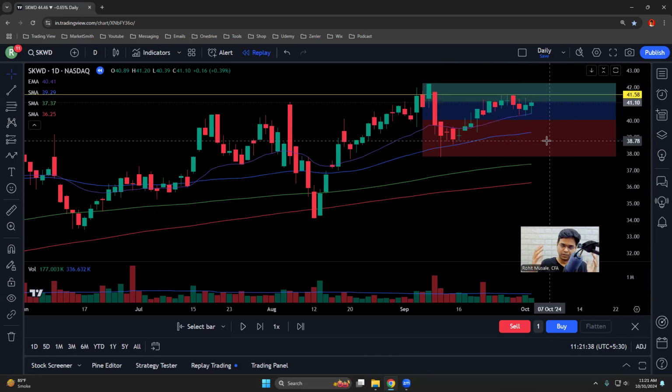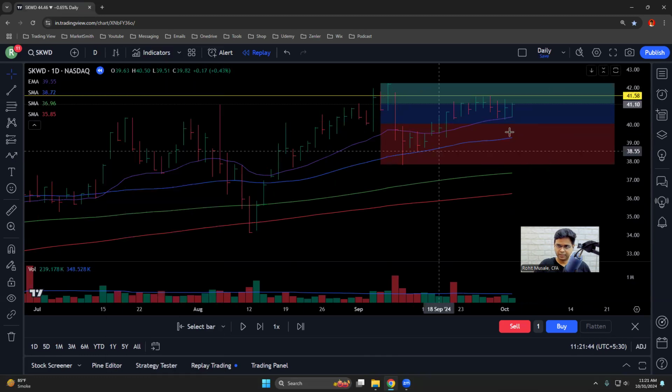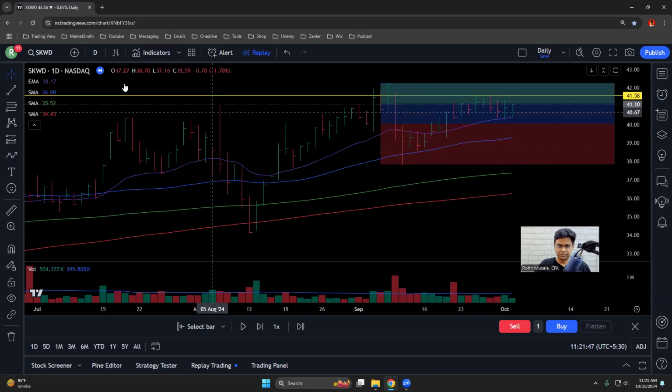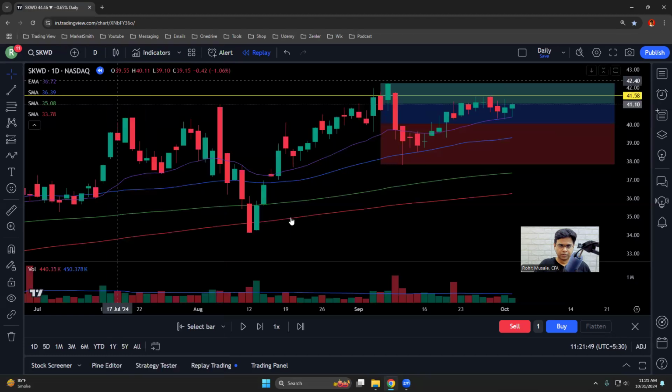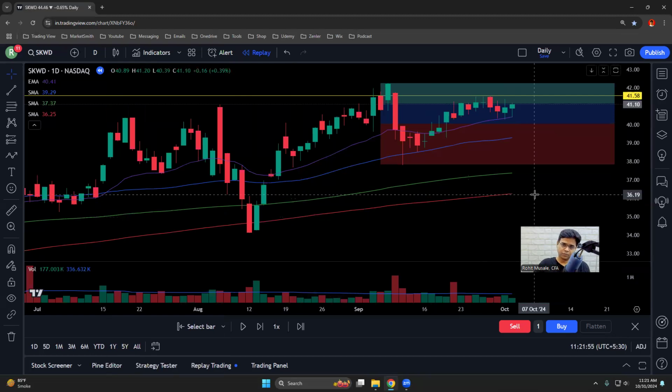So, which is very good. We want tight price action. And moreover, you see tight price action here. If I remove the candles, see tight closings here. Okay. So comparatively, stock is weak. Technically, stock is strong. What about fundamentals?